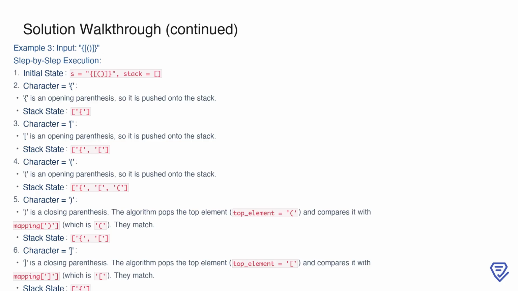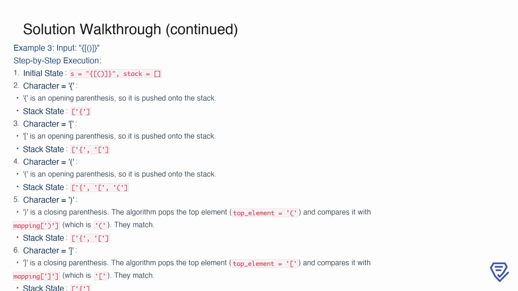Now, the input string is. Again, we start with an empty stack. The first character is an opening parenthesis, so we push it onto the stack, resulting in. The next character is another opening bracket, so we push it onto the stack as well, updating it to single quote. The third character is yet another opening bracket, and we push it onto the stack, which now becomes.